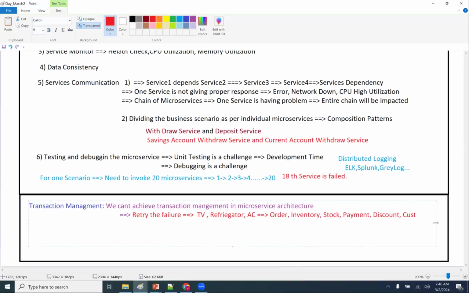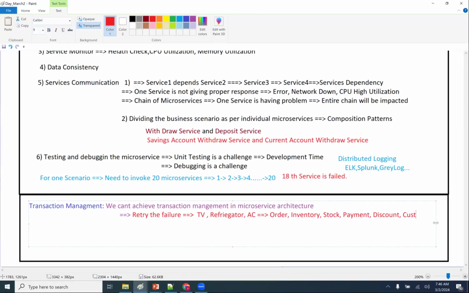First, the order table will create an order. The inventory table will update the inventory. The stock table will prepare the stock shipment. The payment table will update the payment. The discount table will calculate the discount. The customer table will track the shipment. All those things, right? Now I have a failure in the payment.